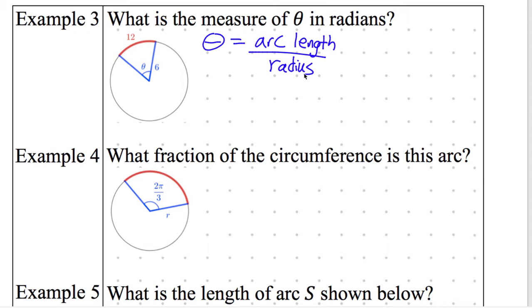All right, so now that I have our formula, what am I going to do? I'm going to fill it in. Theta equals arc length, which is 12, over the radius, which is 6. Can you reduce 12 over 6 for me? It's just 2. There's our answer. Aren't radians so nice? Done. That's how easy these problems are. Radians usually make your life a lot simpler. Usually. All right, we're on to example 4.